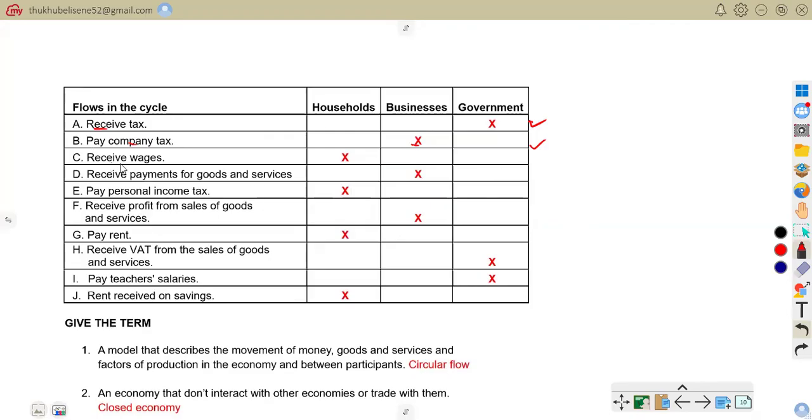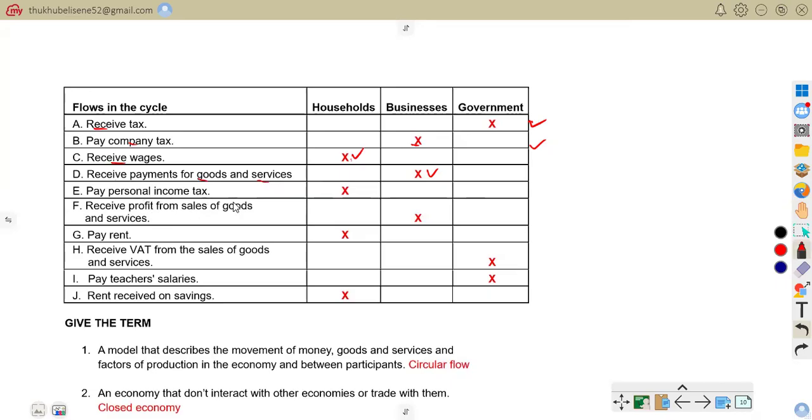Now, receive wages. Who receives wages and salaries? Households. So that is why it's households. Households receive salaries and wages. Receive payments for goods and services. So who receives payments for goods and services? That is business. Businesses are the ones who receive payments for goods and services. So business receives money when they sell their products.